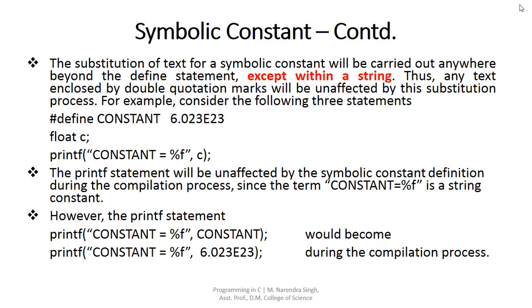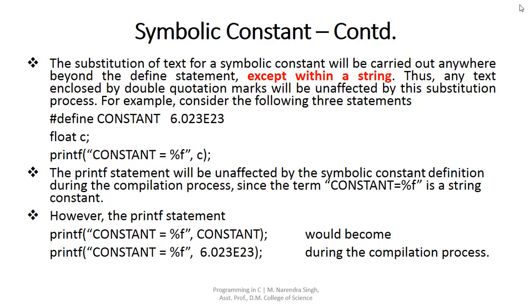Here, the CONSTANT written in uppercase letters inside a double quotation mark will not be replaced by the value 6.023 exponent to 3 by the compiler, because the constant inside a double quotation mark is not a symbolic constant, it is a string constant. Therefore, the above printf statement will be unaffected by the symbolic constant definition during the compilation process, since the term within double quotation mark CONSTANT equal to %f is a string constant, not a symbolic constant.